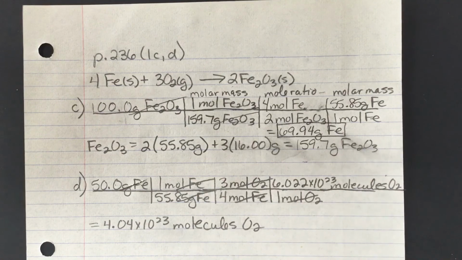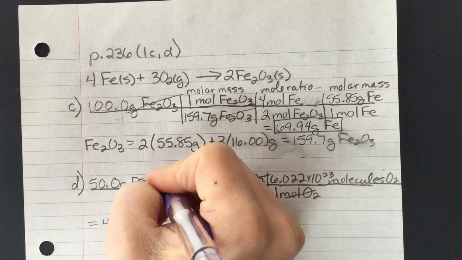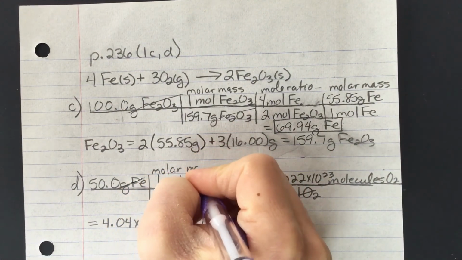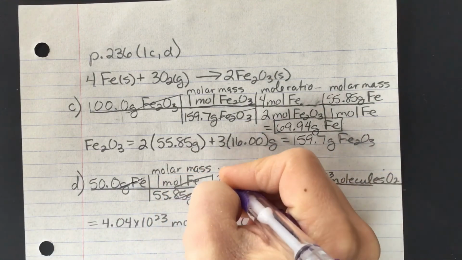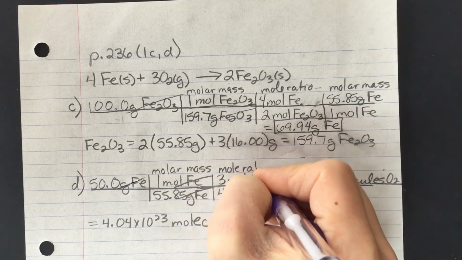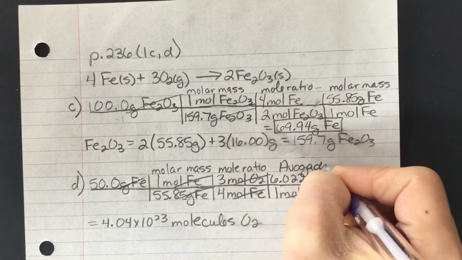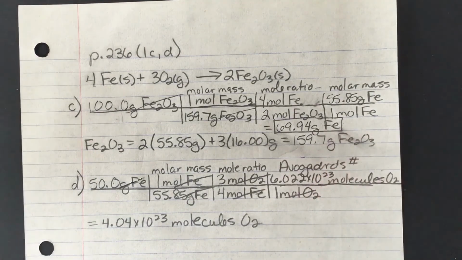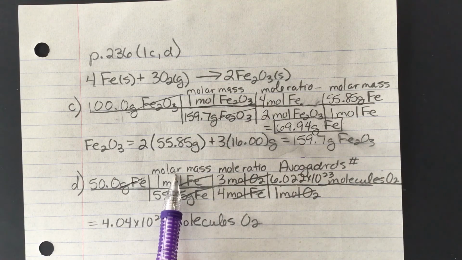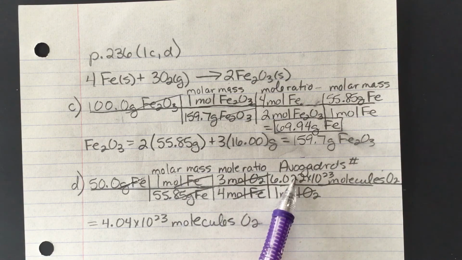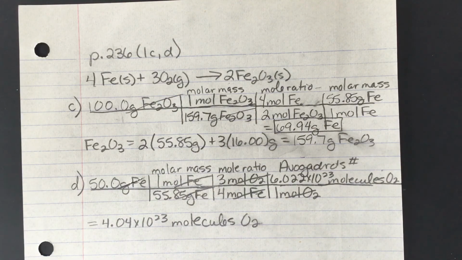And here, remember, for this type of problem, I have my molar mass, I have my mole ratio, and I have Avogadro's number. So this is like an open-faced sandwich with guacamole on top, because I have my bread, my meat, and Avogadro's number, which sounds a lot like avocado. So that is how you do this type of problem.